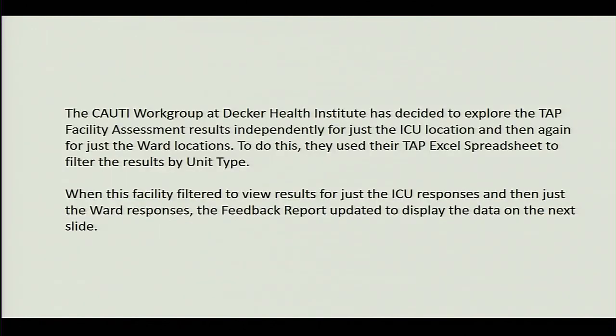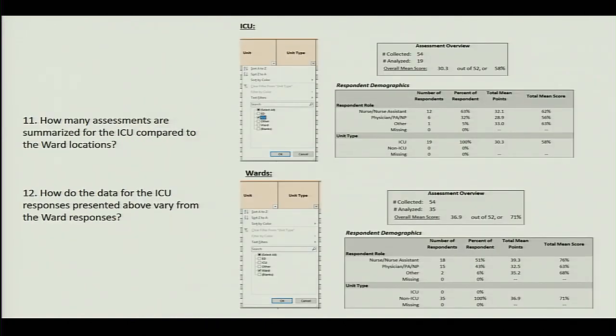Okay. So with all the information we had so far, the CAUTI work group at Decker Health Institute decided to explore the TAP assessment frequencies independently for just the ICU and then again for just the ward locations. So to do this, we filtered our Excel spreadsheet by unit type. And when the facility filtered this, the following data displayed. So the top is the ICU, and this is just little snippets of our feedback report, but the top is ICU and the bottom is wards.